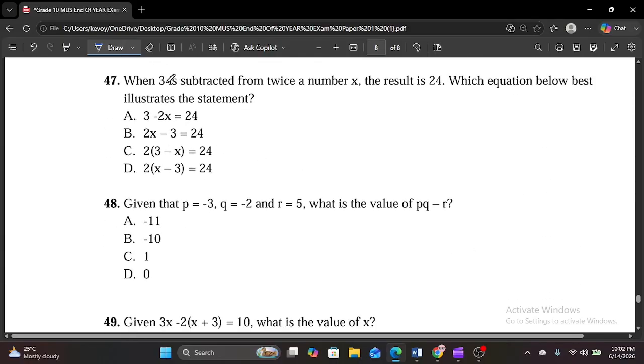When 3 is subtracted from twice a number x, the result is 24. Which equation below best illustrates this? So when 3 is subtracted from twice a number x, so 2 times a number x, minus 3 is equal to 24. That's what it's saying. So that right here is going to be B.